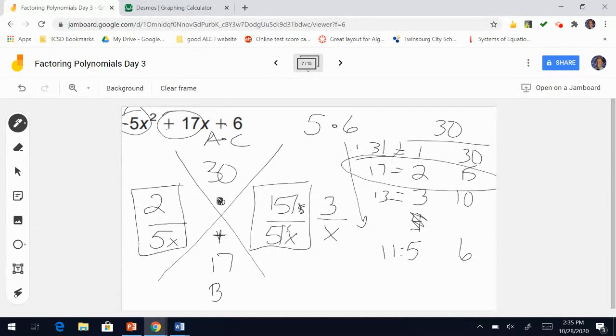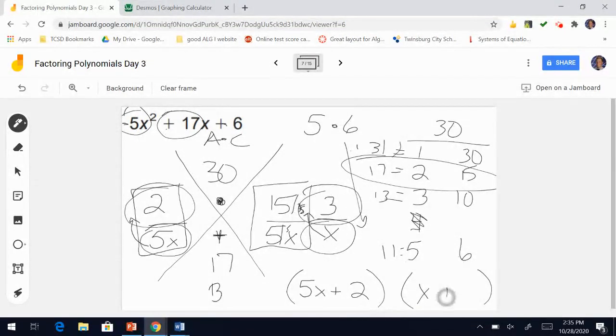And then what we're going to say is bottoms up. We are going to bring this 5x up top, and we're going to bring this x to the top, and we're going to plop them into our binomials. So the bottom, the denominator, is going to go first. 5x is going to go first, followed by our numerator, which is positive 2. And then our bottoms up, we're going to start with our x, and then we're going to go here with positive 3.